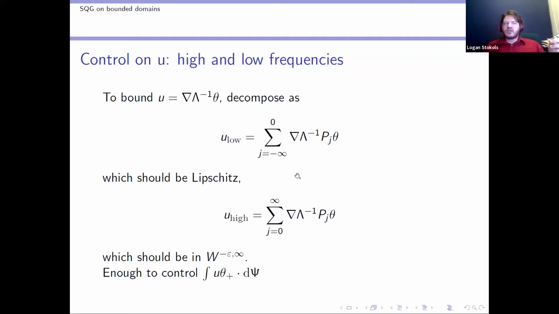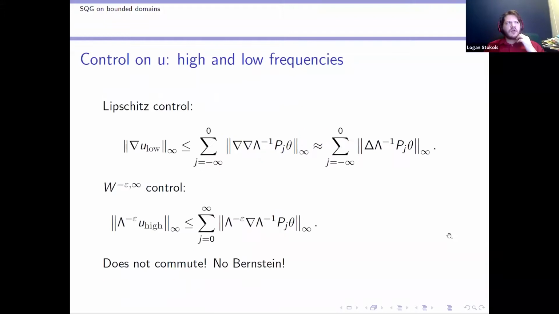Remember, the low frequencies are Lipschitz, and the high frequencies are in this W minus epsilon infinity, which means if you remove some epsilon number of derivatives, the result is going to be bounded, which is something you should expect for high frequency things. Because when you move derivatives, they get really, really tiny. And with these two facts, that is enough to control the integral U theta plus term with some standard tricks. The Lipschitz control is really easy.